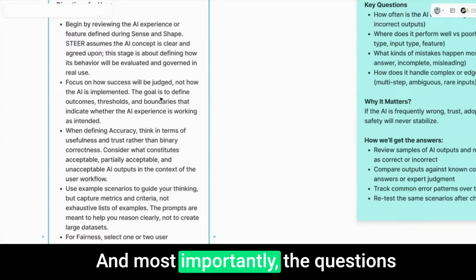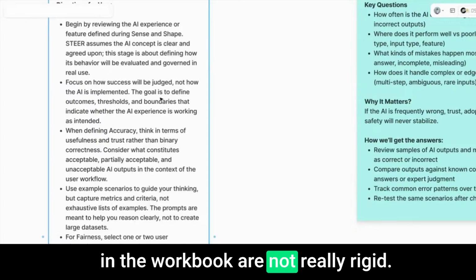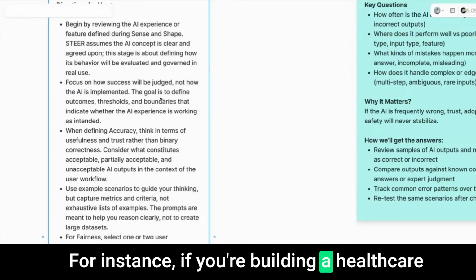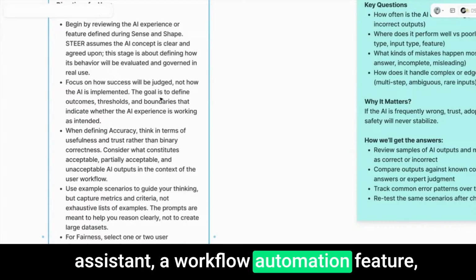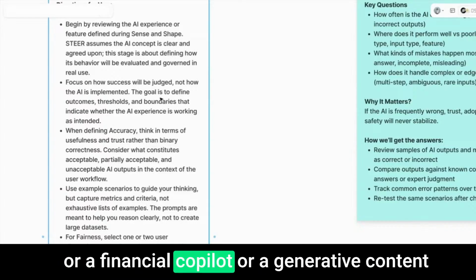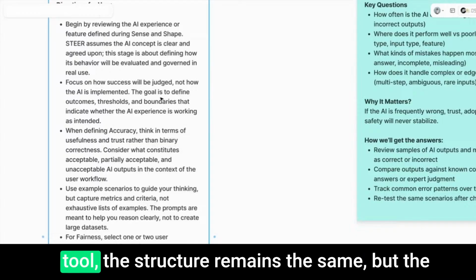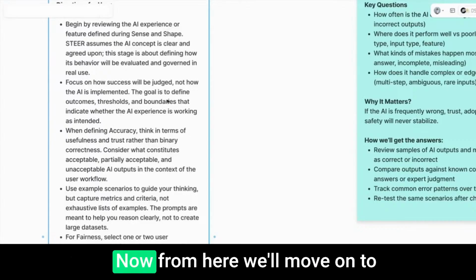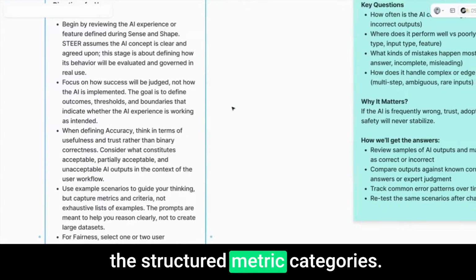And most importantly, the questions in the workbook are not rigid, they're meant to be adapted. For instance, if you're building a healthcare assistant, a workflow automation feature, a financial copilot, or a generative content tool, the structure remains the same, but the thresholds, risks, and metrics will vary by domain. Now, from here, we'll move on to the structured metric categories.